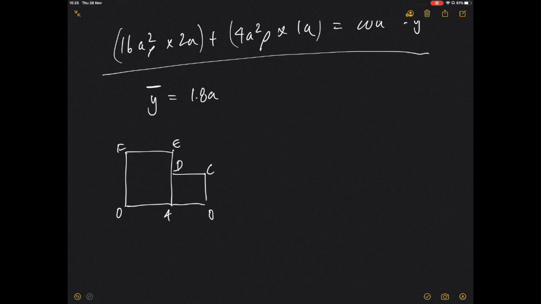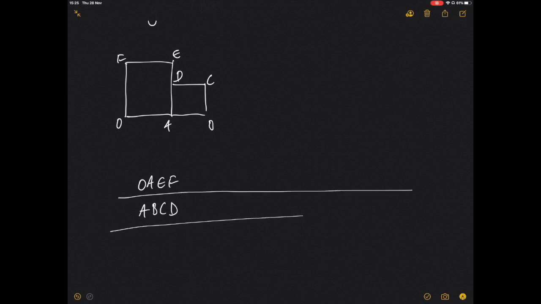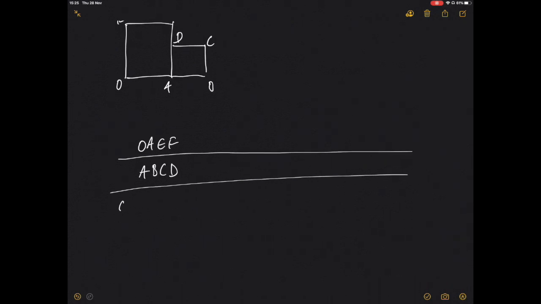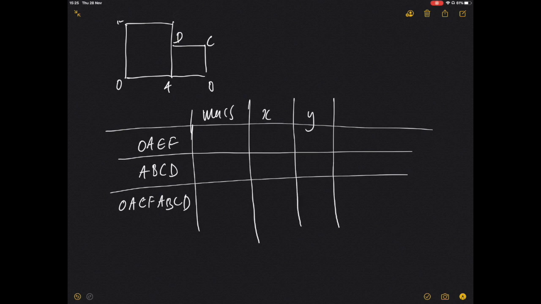Well, perhaps we can actually draw a table to help us calculate this. And if we want to just use our first square, which would be O, A, E, F, and our second one, which would be A, B, C, D, and our total, the actual of the total shape we have, which is O, A, E, F, A, B, C, D, perhaps we'll call that. Well, we could just work out our masses here. So we put our masses in one column, and then we could have our X locations in another column and our Y locations in that column. And we can say our mass of X and our mass of Y.